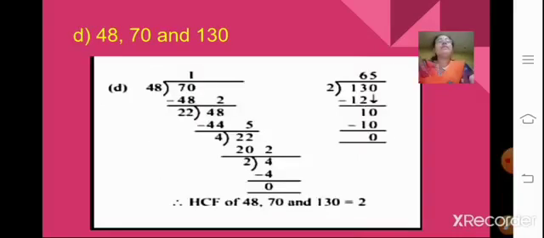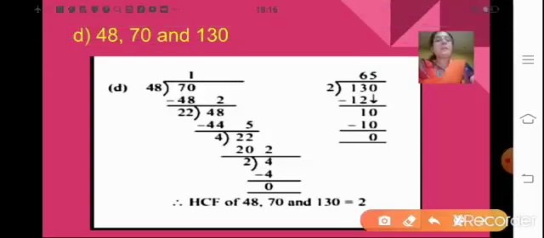Coming to the next sum, the sum 48, 70 and 130. Now here you are having 3 numbers, 48, 70 and 130. So first I'll take 70 as my dividend and I'll divide it by 48. So 48 ones are 48. Now when I subtract 70 minus 48, I'll get the remainder as 22. Now this remainder 22 will become my divisor and 48 will become my dividend.